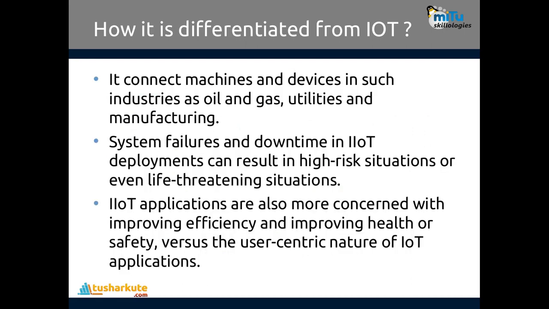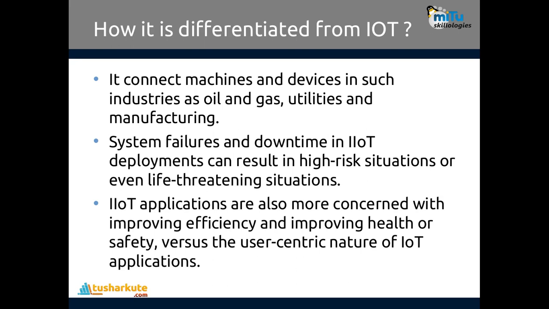Let's focus on more. IIoT connects machines and devices in industries like oil and gas, utilities, and manufacturing. System failures and downtime in IIoT deployments can result in high risk situations or even life threatening situations also. That's the main part. But in basic IoT, it's not the case. It is a secondary part, meaning we don't have any high risk situations in basic IoT. But IIoT systems should be perfect. Why? Because industries are working in high risk situations, even life threatening situations. That's why system failures must be almost equal to 0%.